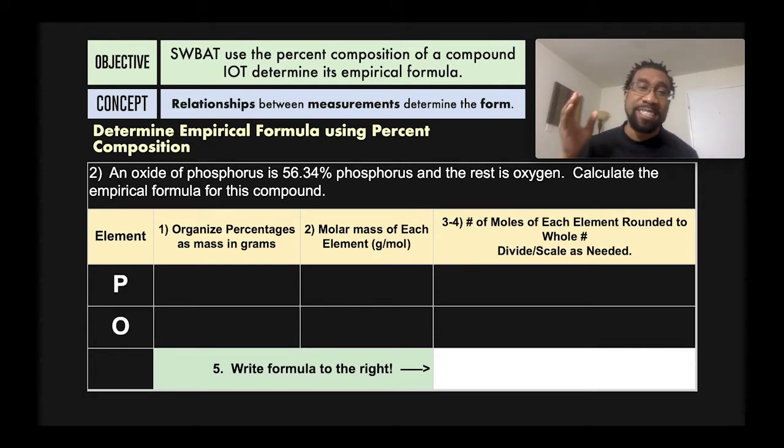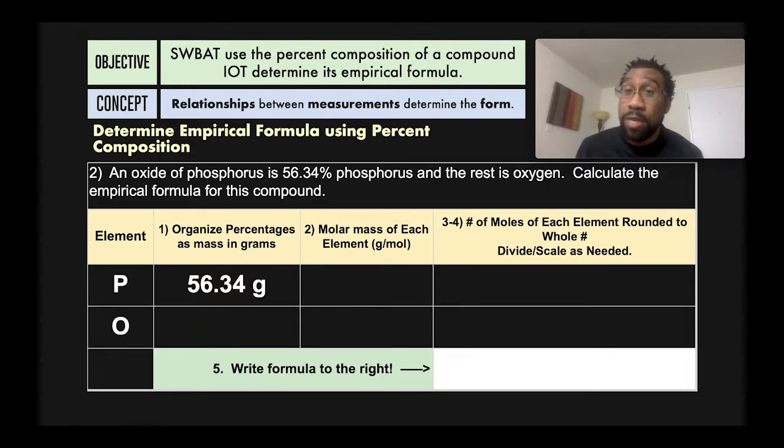But now, diving into this particular problem, we have an oxide of phosphorus, which is 56.34% phosphorus, and the rest of it is oxygen. So next, we're going to calculate the empirical formula. We get the percentages and we convert them to grams. So the first step, 56.34% becomes 56.34 grams.